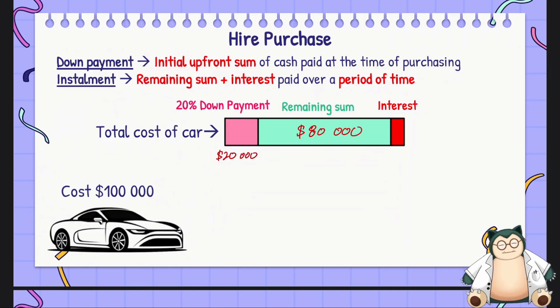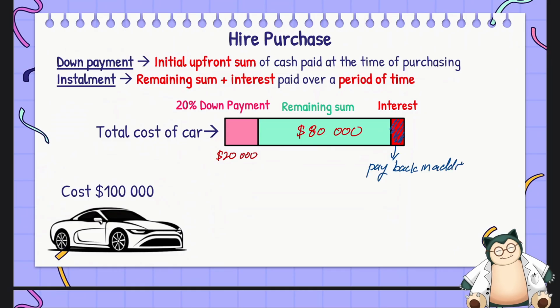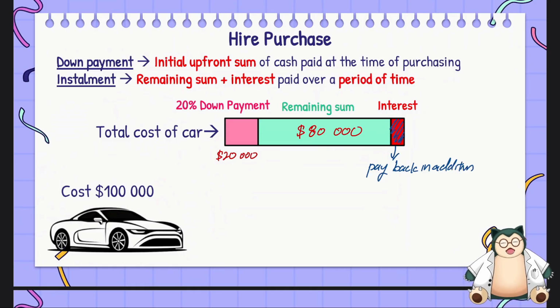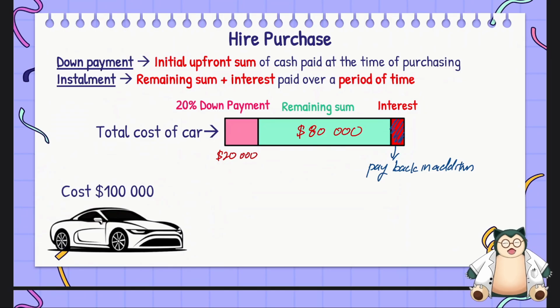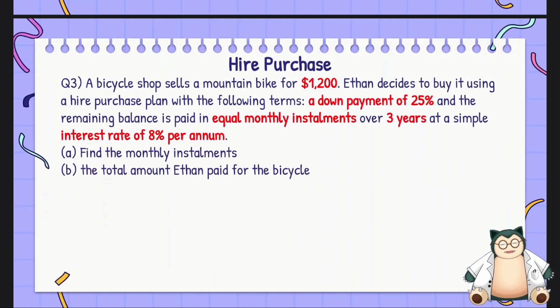The bank is very smart. They will charge you this additional amount called the interest, which you have to pay back in addition to the $100,000 over here. So what happens when you pay for hire purchase is that you end up paying an amount that is much greater than the original $100,000. That is the trap that people use in hire purchase to ensure that you pay more than the actual value of the car. Alright, let's look at an example.